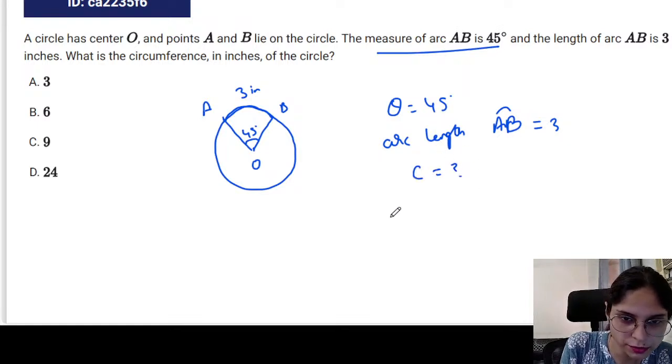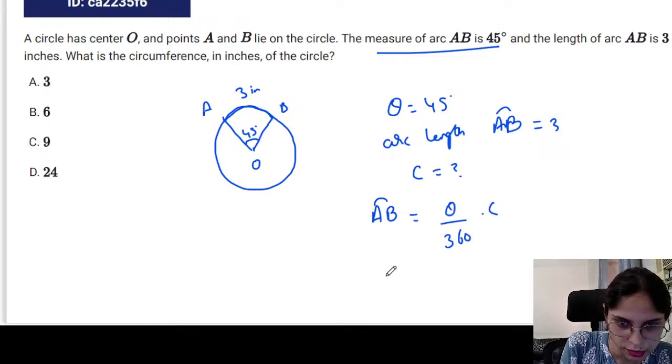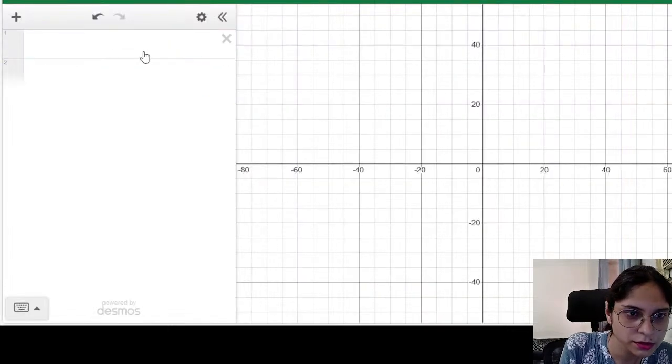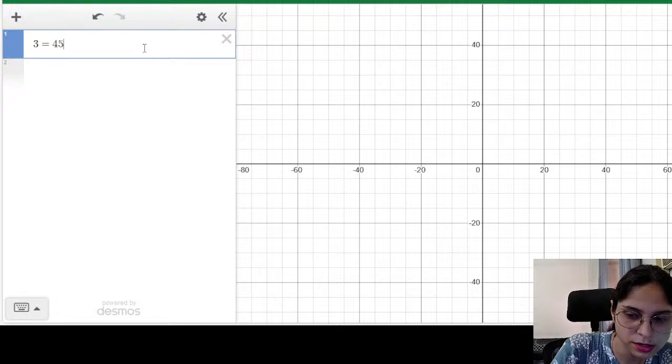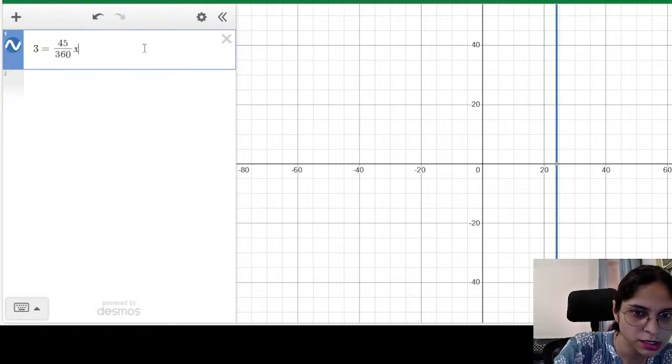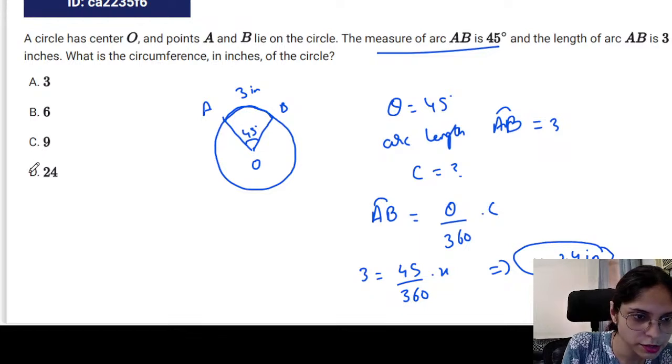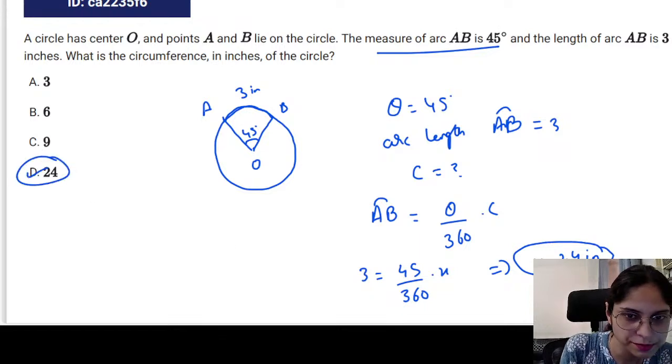I'm using C for circumference. Now we know the formula is arc length is equal to theta over 360 times circumference. So this will be 3 equals 45 over 360 times x. Now you can just go to Desmos and type it as it is. 3 equals 45 over 360 times x. You will get the value of x, that is 24. So this is your answer. 24 inches is the circumference. Alright.